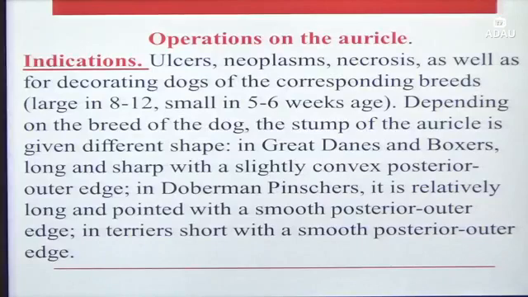Now operations on the auricle. Indications may be different: ulcers, neoplasms, necrosis. We use large animals at 8-12 weeks of age and small animals at 5-6 weeks of age. We use this operation on the Doberman pinscher, boxer, and German dog. These are the three breeds of dogs we use.